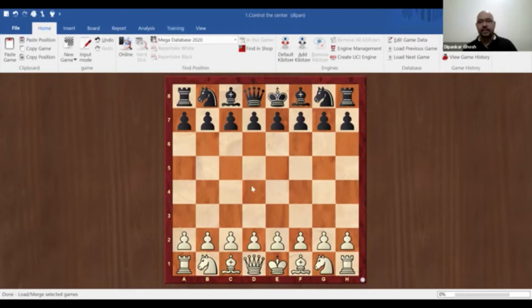Okay, so let's look at the first principle, okay? So controlling the center. So what is the center? The center is basically these four squares right in the middle of the board. So when you are starting the game, you would want to make sure that you are bringing pawns and pieces out in such a way that you are controlling this middle part of the board.